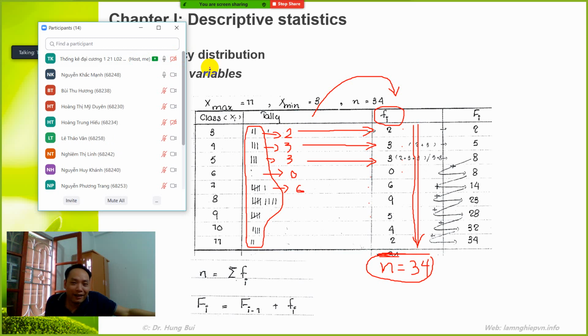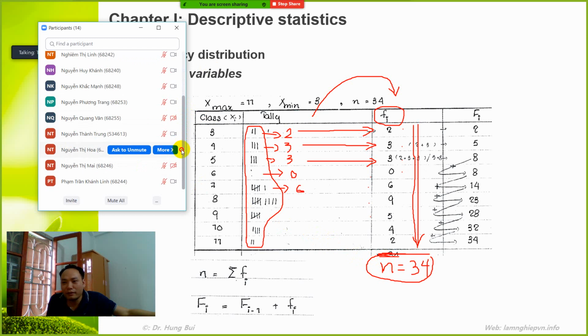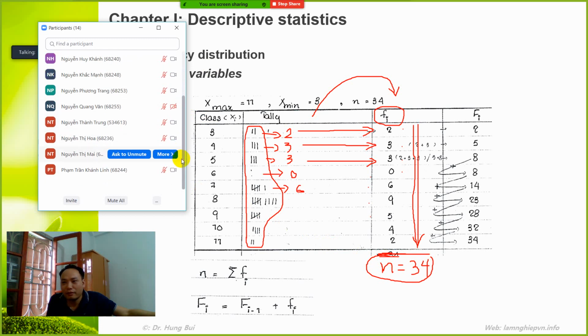Huh? Sample size. Very good. Thank you. Thank God. One person got it. So small n is sample size. Guys, found it? Hiếu, Vân, Linh, Khánh, Mạnh, Trung, Hoa, Mai, Linh. Huh? Small n is sample size. Okay?